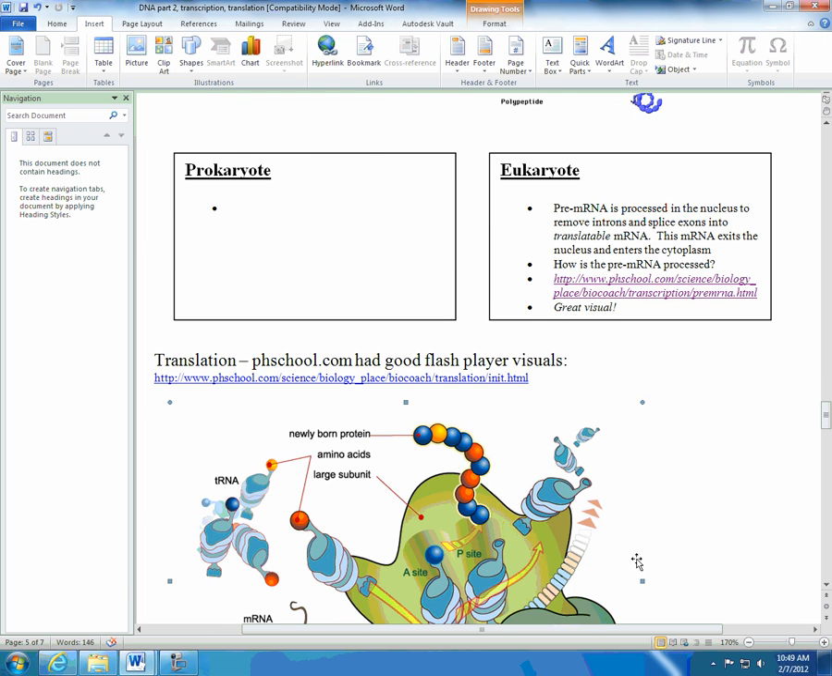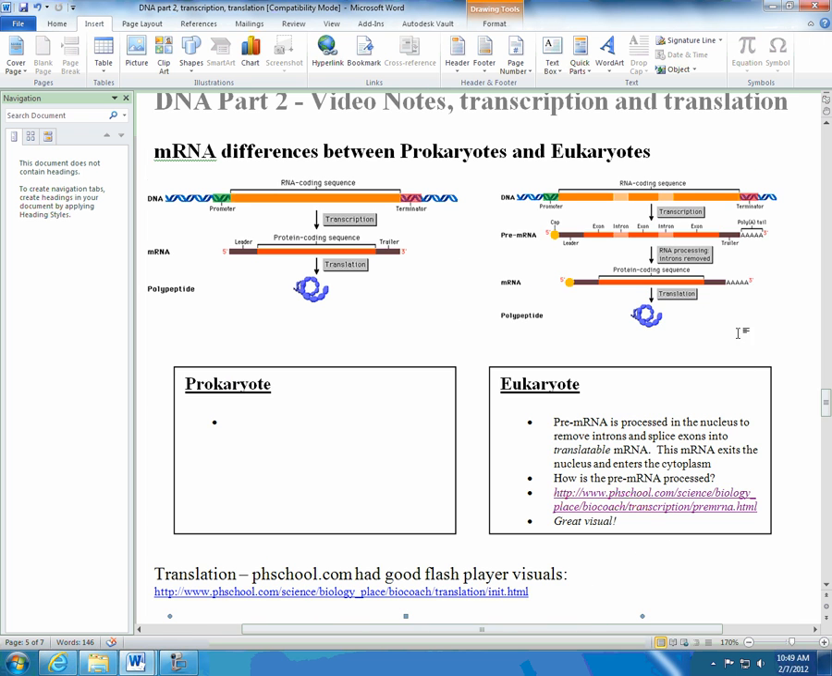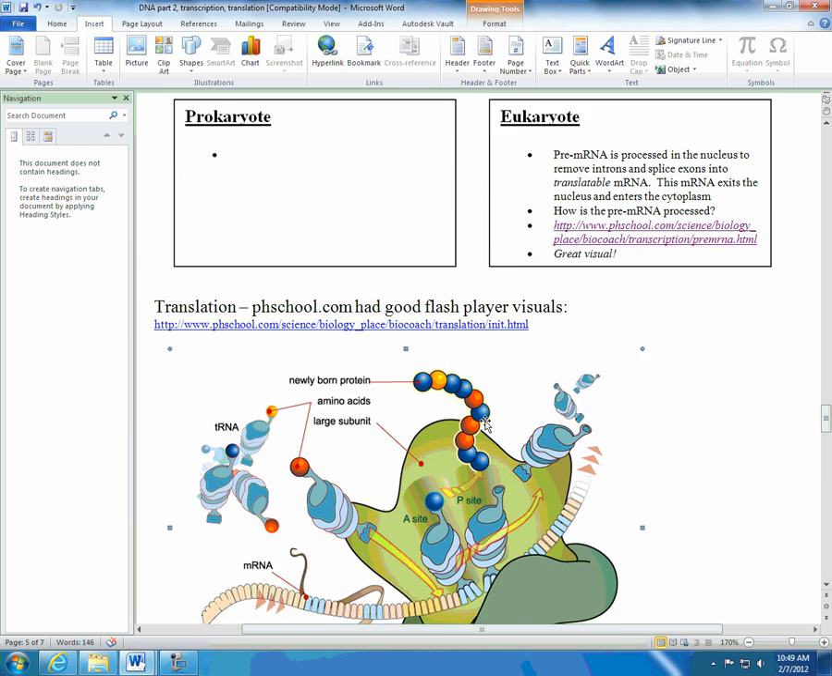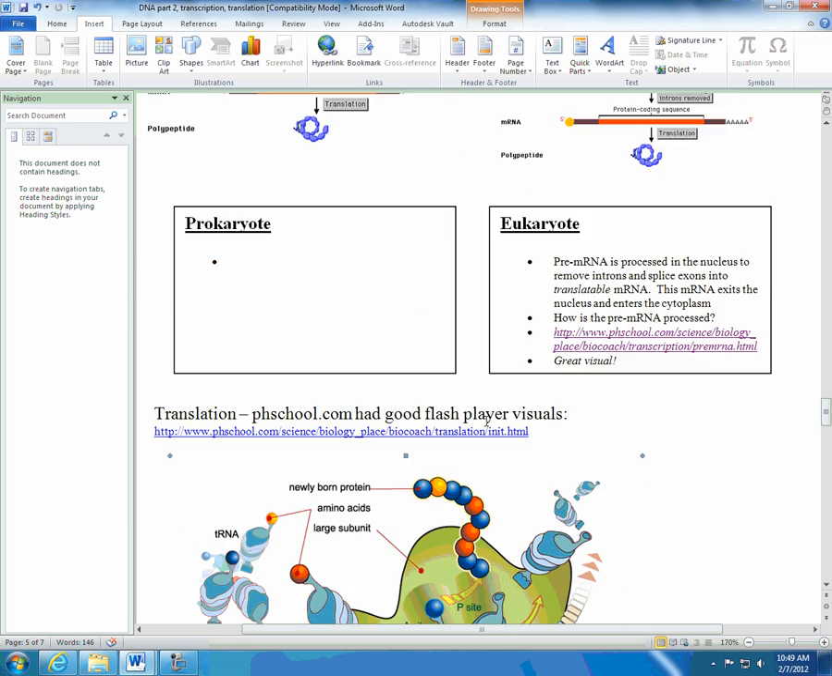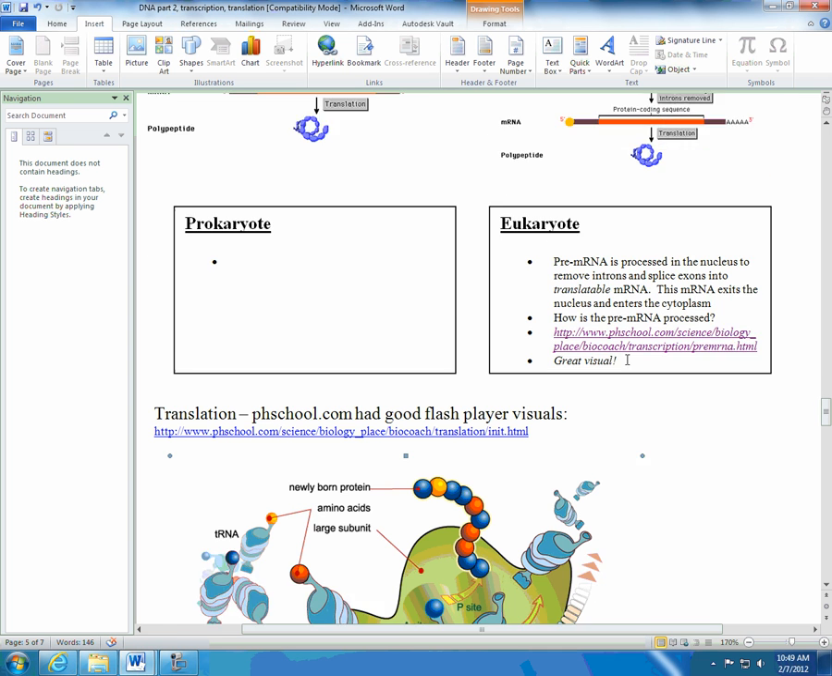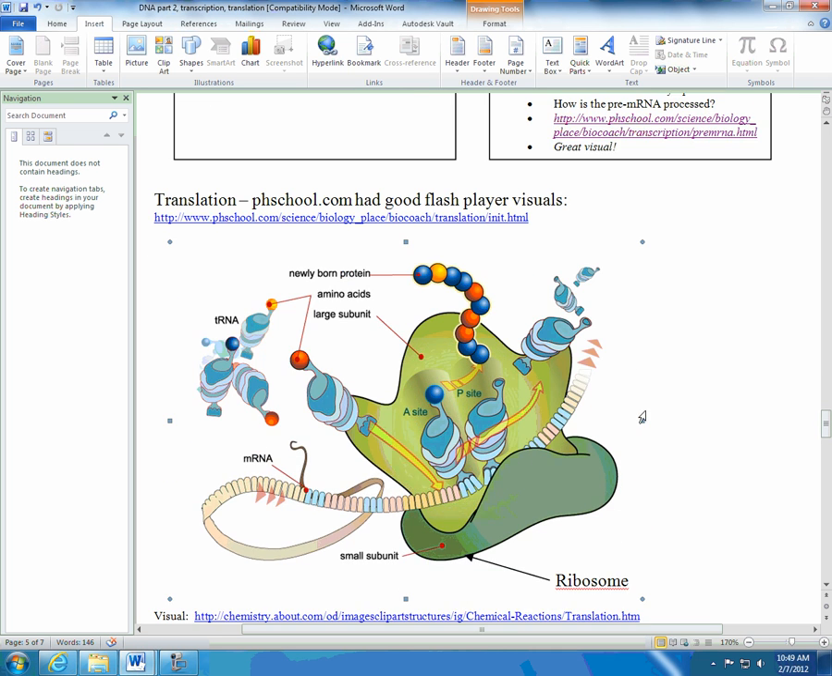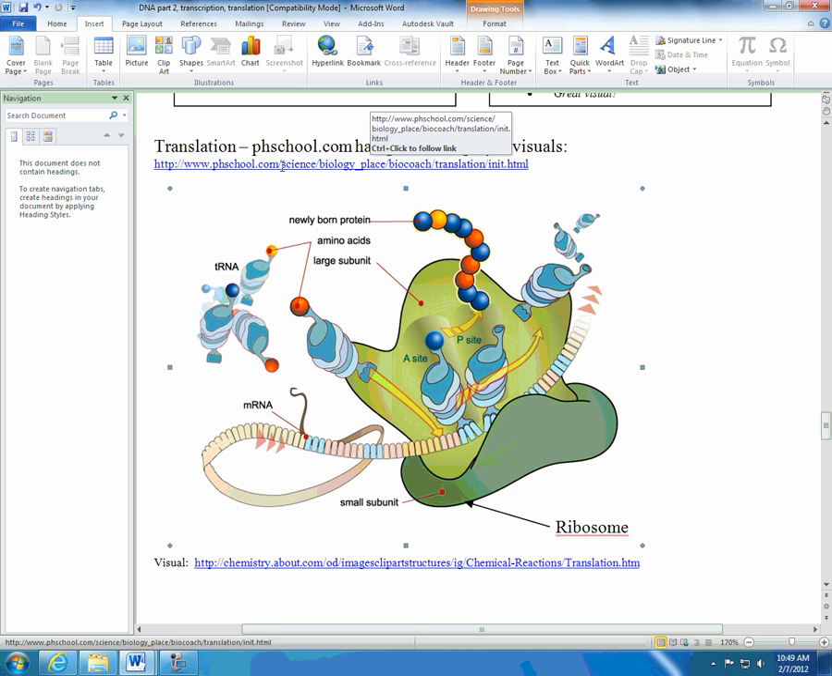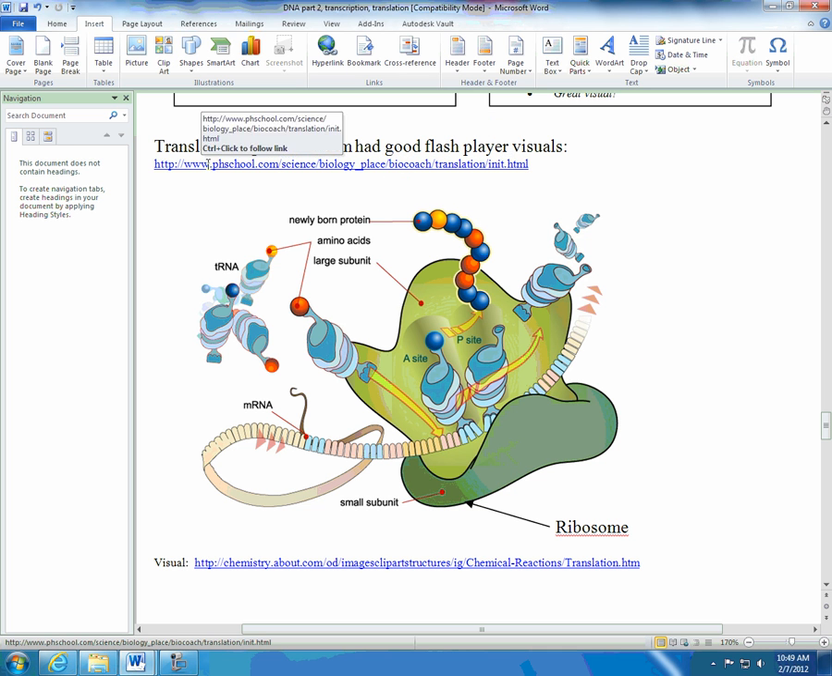So we've gone through translation a little bit. Here is a little bit better visual, because a lot of what we've talked about is this mRNA. We really haven't talked about how we end up with a protein yet. And that's where this visual comes into play. This is a visual that I got from that same website. You can find this; it might even be in the school's textbooks.